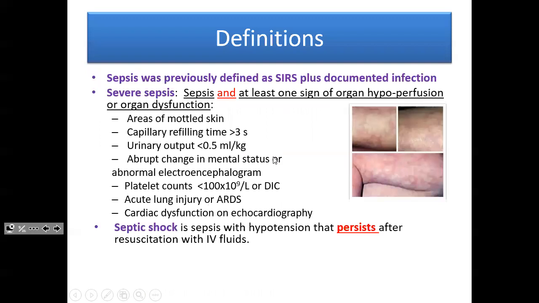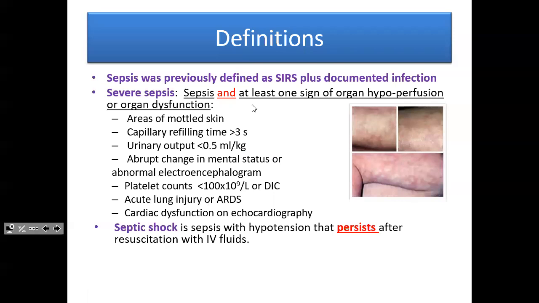Sepsis was previously, not currently, previously defined as SIRS plus documented infection. So if there is infection plus any of the two signs that I showed you, infection plus SIRS, we called it sepsis. Remember, I'm using the word in the past tense, no longer used.